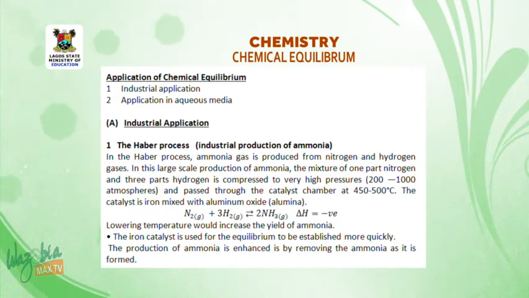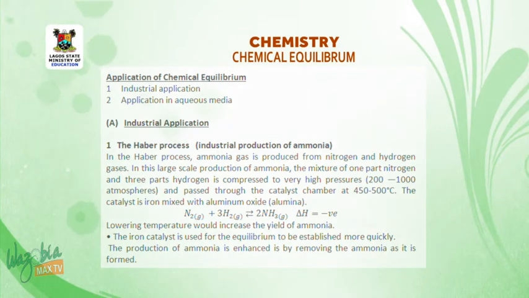Now, lowering temperature will increase the yield of ammonia. The iron catalyst is used for the equilibrium to be established more quickly. The production of ammonia is enhanced by removing the ammonia as it is formed.